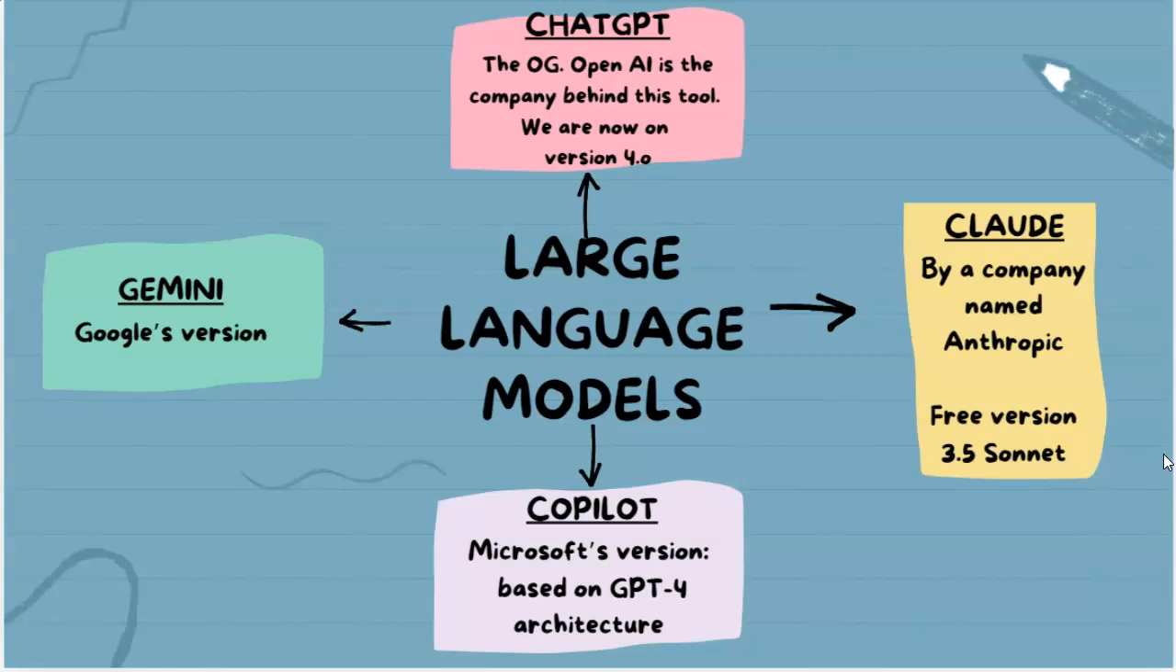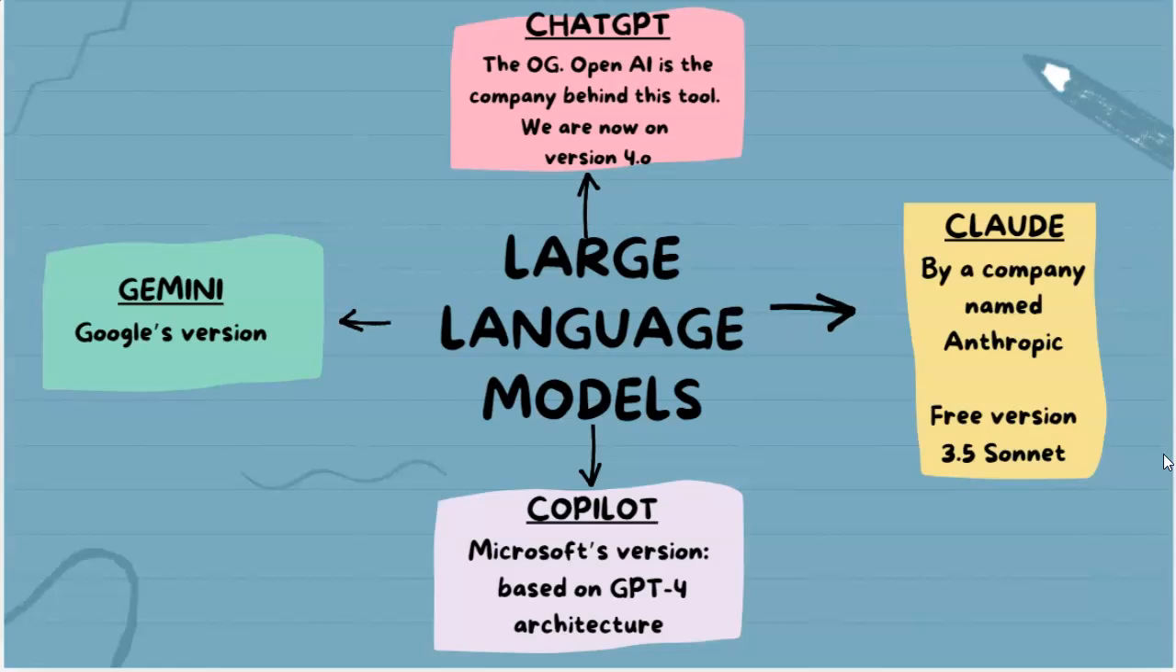So we'll start up at the top here, ChatGPT. This is the OG, the original. This is where everything exploded into the world of chatbots back in November of 22. And the company that makes ChatGPT is called OpenAI. And this is, again, the starting place where people started playing around with this idea.